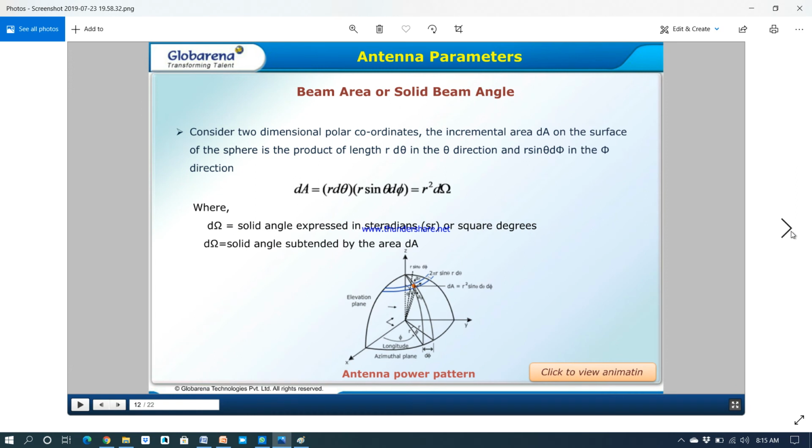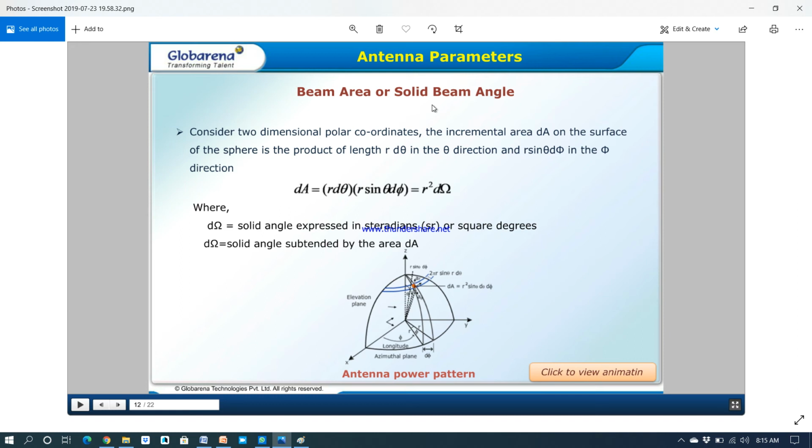Okay, beam area or solid beam angle. We are getting so many equations here. I will arrange one Zoom meeting to see how you people are following. If you are familiar with electromagnetic waves and transmission lines, no problem, I will continuously dictate these kinds of equations. But you people have to understand. So let us look into this one, beam area or solid beam angle.